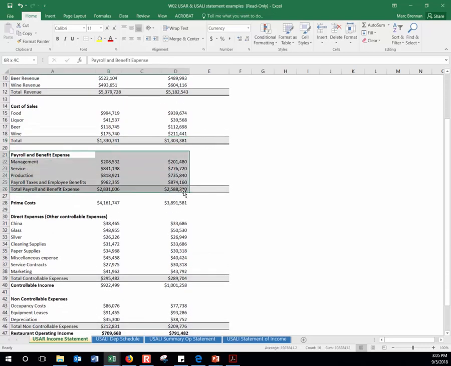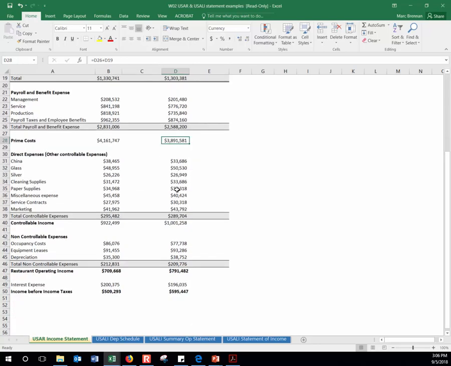And then remember, these are your payroll and benefits expenses. So management, service, production. So your service would be your service staff. Your production would be your kitchen staff. And then any kind of payroll, taxes, or employee benefits. You would add them all up because you would want to know what your payroll is at. Together, you would add these two numbers to find out what your prime costs are. Now, you may not understand why right now, but as we get into analyzing this statement, you'll see why it's very important to know that. So together, they'd be your prime costs.